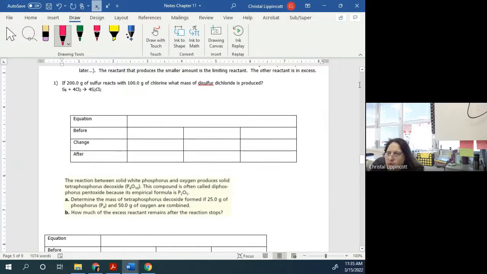Okay, so when you start out, you always start out with your balanced equation. So put your balanced equation over each one of the cells.